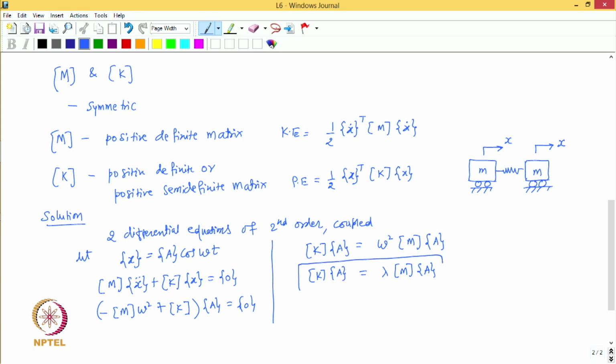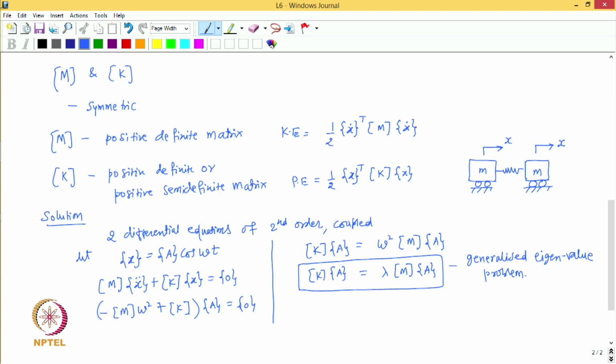So, it means that if the assumed solution x is equal to a cos omega t has to be the solution of the free vibration solution of the differential equation, then this equation k a is equal to lambda m a must be satisfied. Okay. And this actually is referred as a generalized eigenvalue problem.